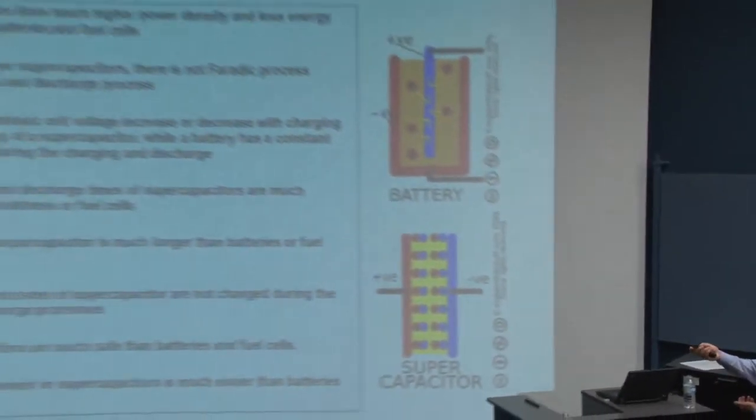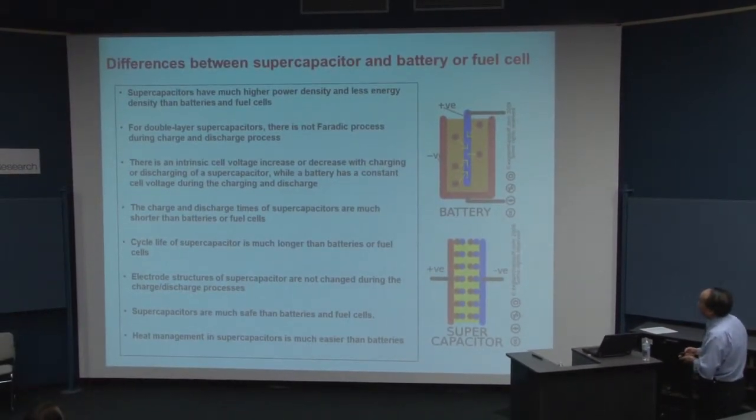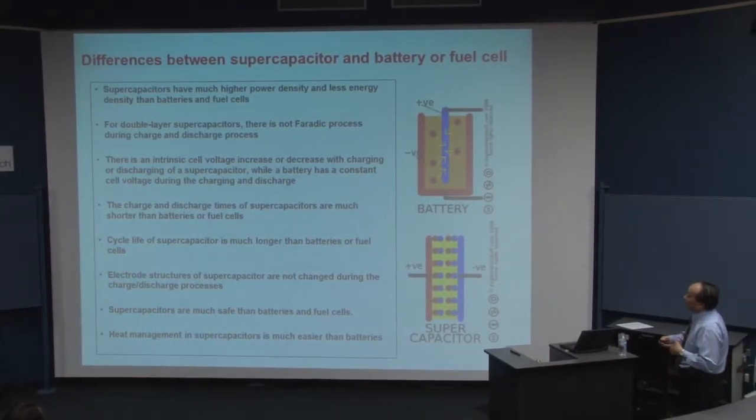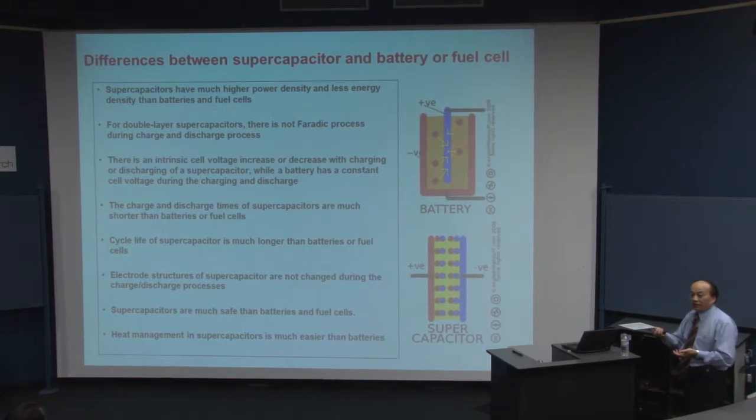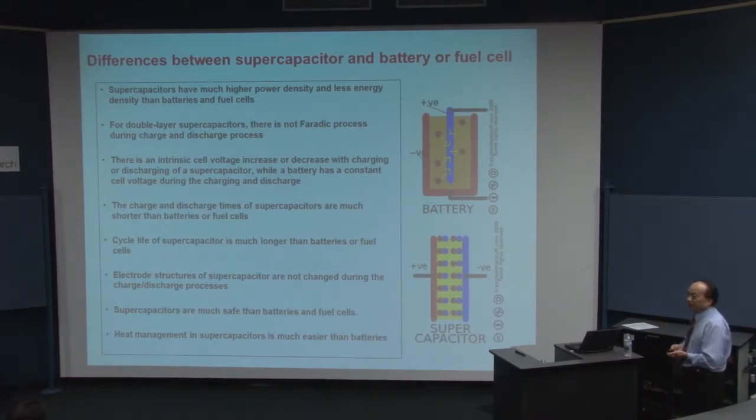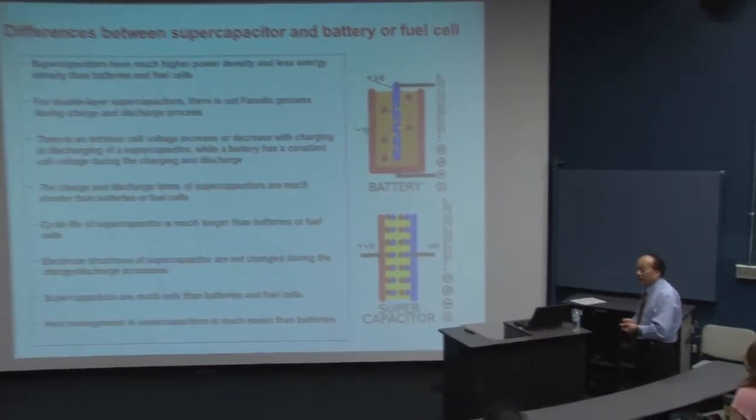Another advantage is that the cyclability of the supercapacitor is very, very high. A good one can reach 1 million cycles, but a battery can only reach around 1,000 cycles. Some better batteries maybe 1,000, and others 100 or 200-300 times. So that's one. And there are several others; I don't want to read through all of them. That's different from a battery.